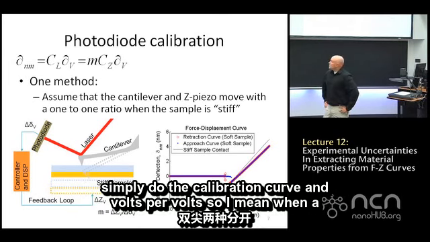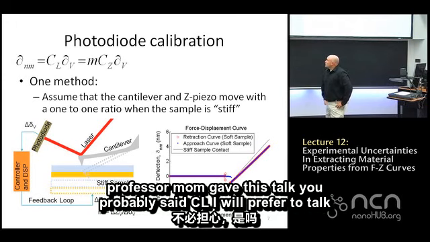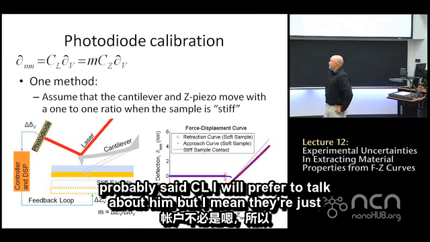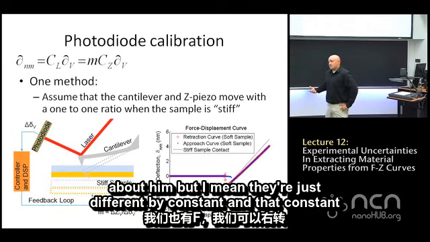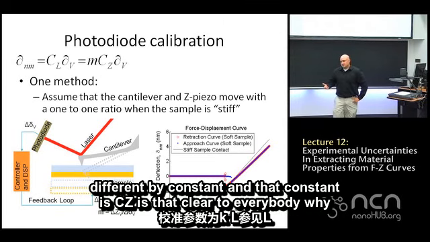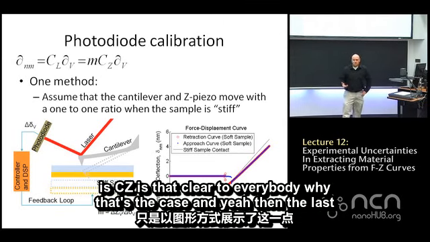So when Professor Mon gave this talk, he probably said CL. I will prefer to talk about M, but they're just different by a constant, and that constant is CZ. Is that clear to everybody why that's the case? Okay.